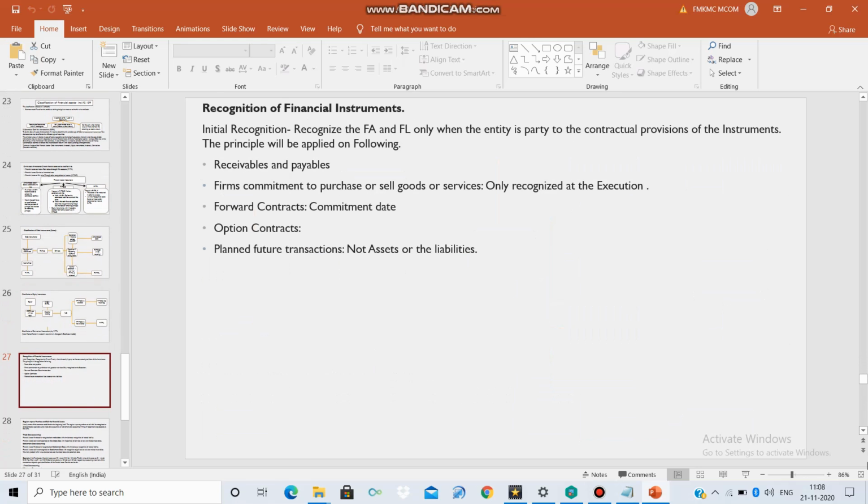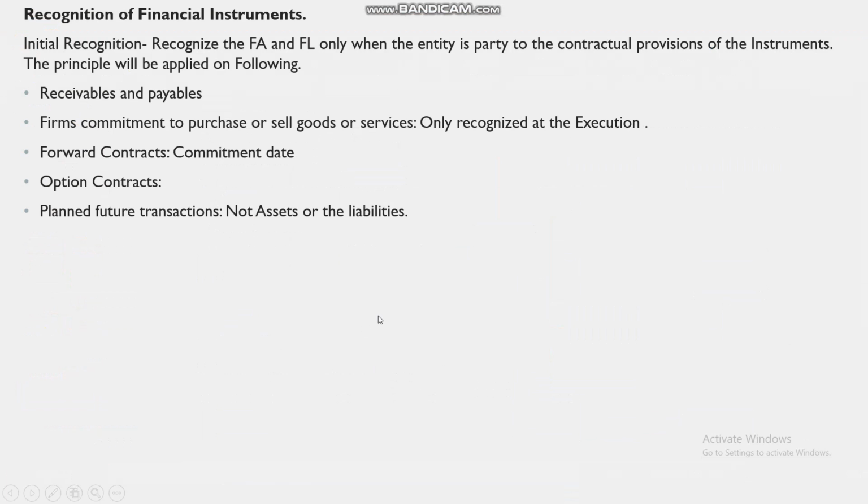In today's class, we will go for the recognition of financial instruments. In financial instruments, there are two types: financial assets and financial liabilities. In short, I have mentioned them as FA and FL. So here is the initial recognition. Recognize the financial asset and financial liability only when the entity becomes party to the contractual provisions of the instrument. If the company is the contractual party for this particular contract, then only should we consider it as a financial asset or financial liability. So all these things we have already completed.